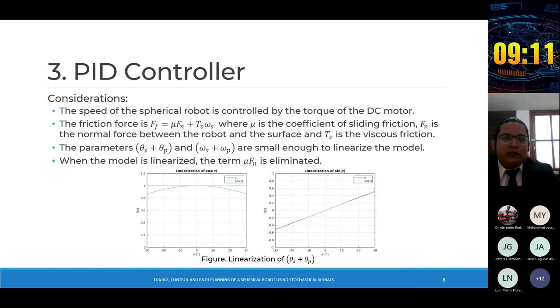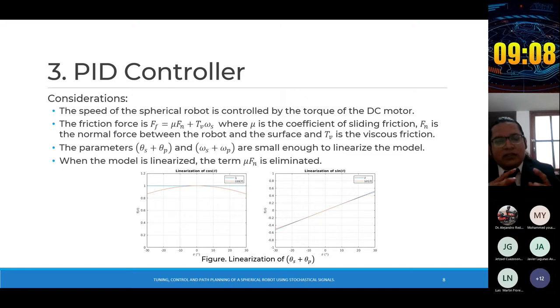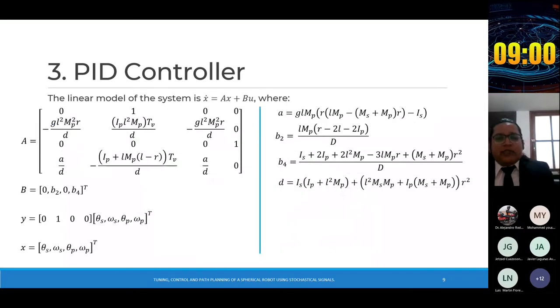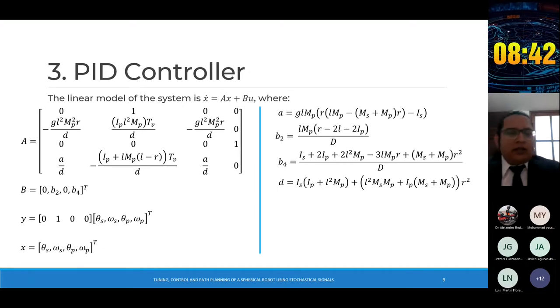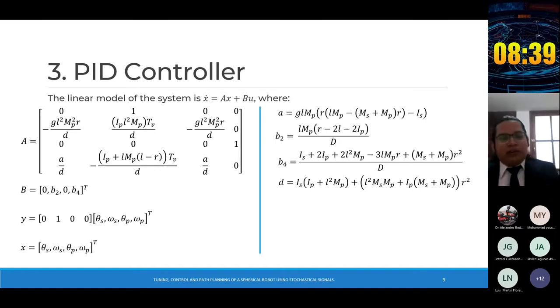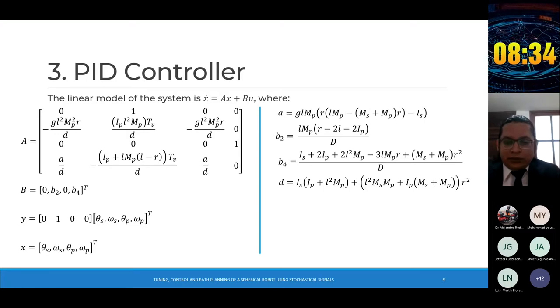And when we linearize this system, the term mu of n is eliminated. So we have the system in this slide where we can see the matrices and the vectors of the system in the state space model, where we can see that the y vector has a one on the second column because we are going to control the angular speed of the sphere.